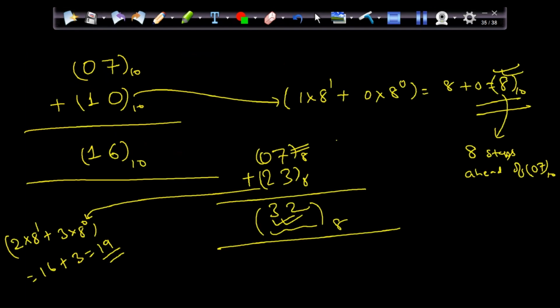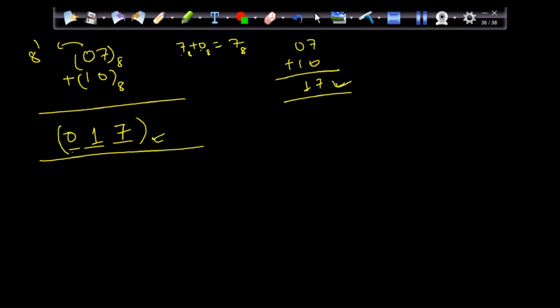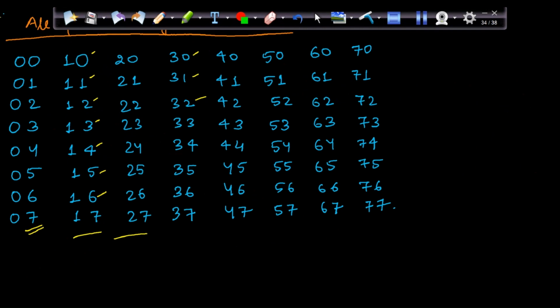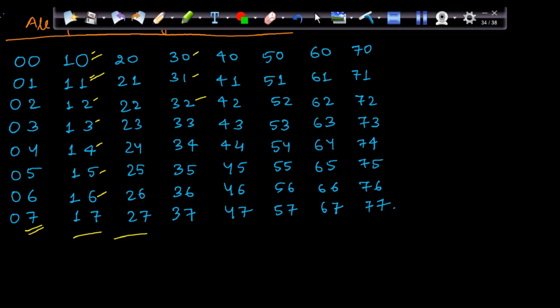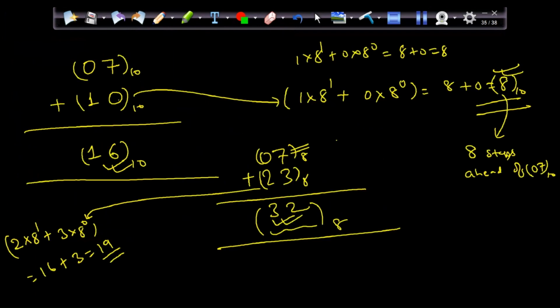You got 16 here, and now you are getting 17 here. Or we did some mistake in calculating. Let me see. So 10 in decimal is 1 into 8 power 1 plus 0 into 8 power 0, which is nothing but 8 plus 0, which is equal to 8. So 1, 2, 3, 4, 5, 6, 7, 8. So actually 17 should be the answer. So let me correct it here.